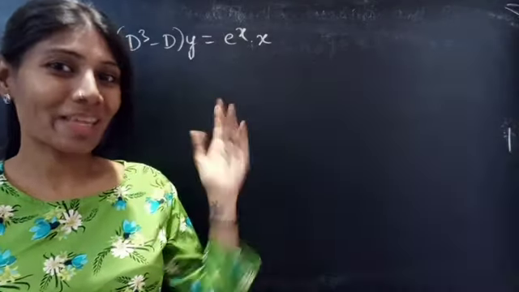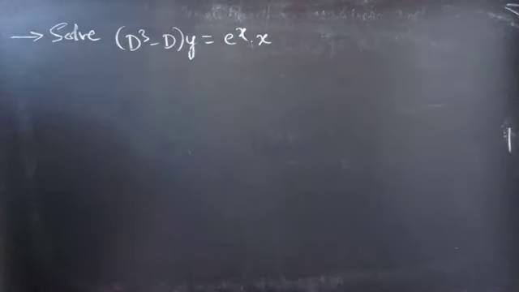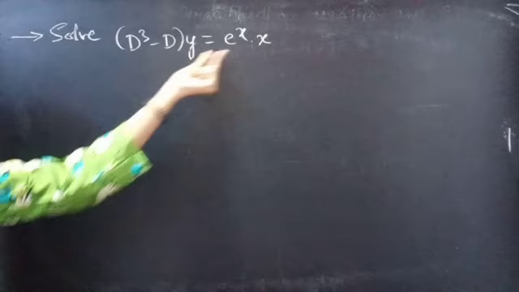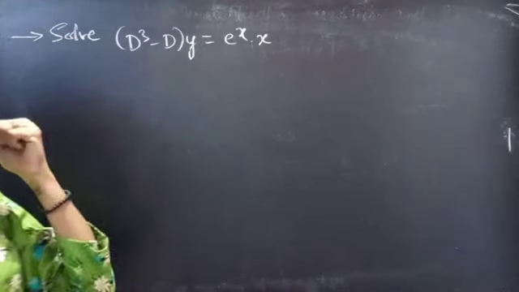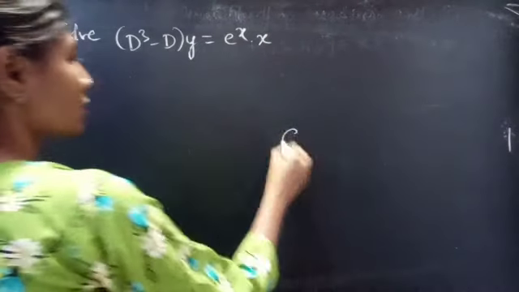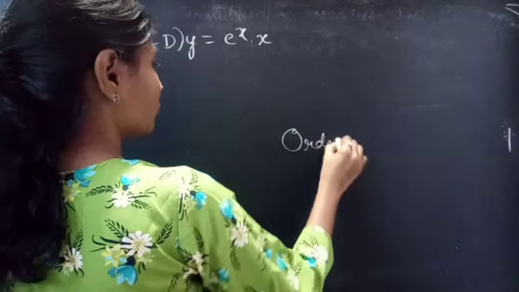Let's get going. Problem: solve (D cube minus D) y equals e power x into x. So firstly, let's find the order and degree of the given differential equation.